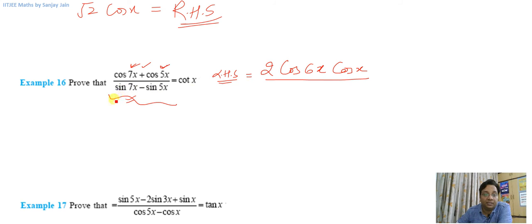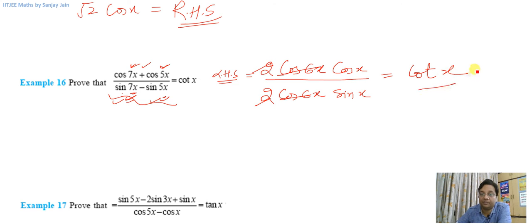divided with, this is sine c minus sine d, so it will give you 2 cos c plus d by 2, that is 7x plus 5x by 2, that is 6x, and then sine c minus d by 2, that is 7x minus 5x, 2x by 2, x. So this will be cancelled, this is already cancelled. So cos x by sin x will give you cot x, which is my right hand side.